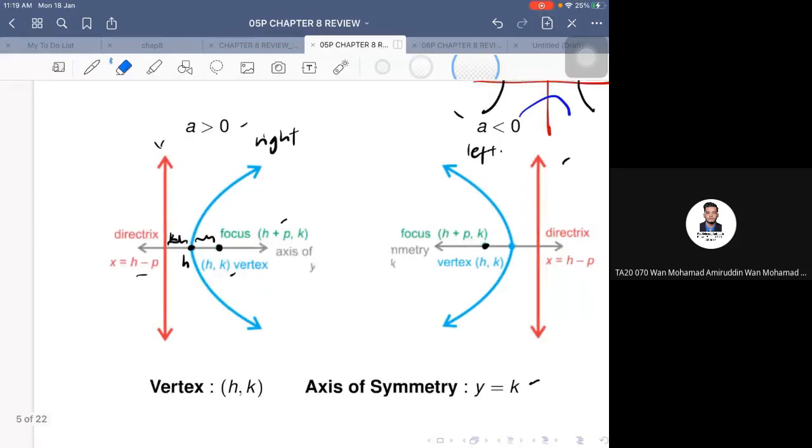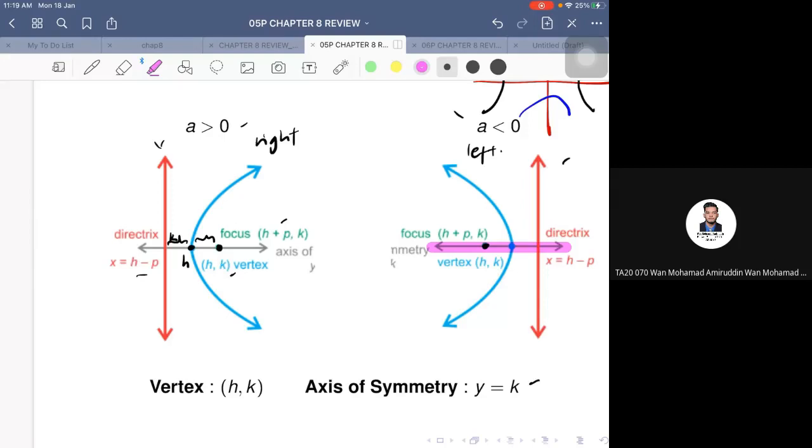Axis of symmetry ni maknanya bila you potong dia, graf tu akan jadi separuh, tapi kiri kanan dia adalah symmetry. Symmetry ni maknanya sama besar, sama saiz. Okay, contohnya, this is my curve. Ni adalah kita punya axis of symmetry. So berapa tu kita punya axis of symmetry?